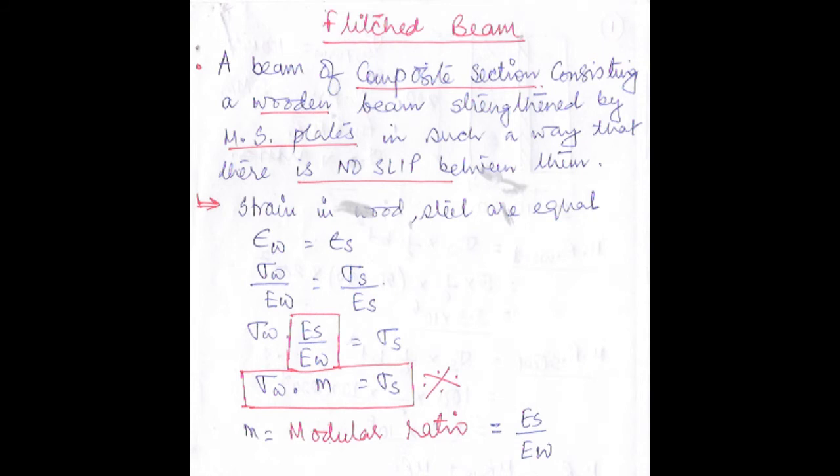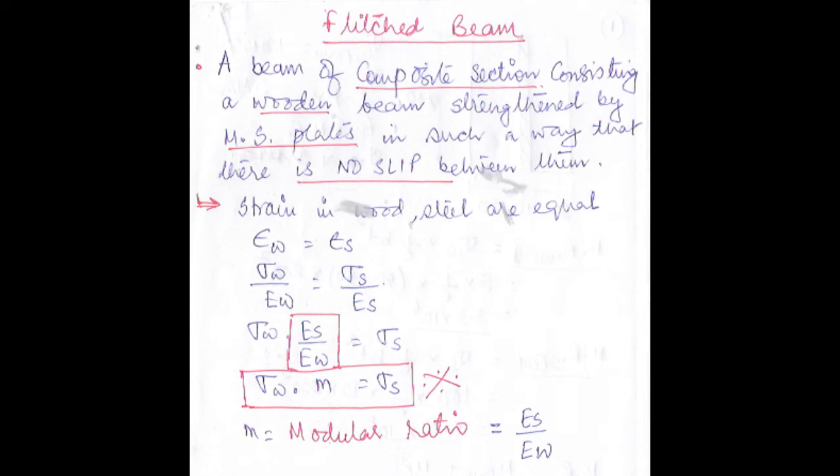What is a flitched beam? It is a composite beam, a composite section made of timber, and as timber does not have adequate strength, MS plates, that is mild steel plates, are added with it so that its strength also increases and there is no slip between them. No slip means the steel should sit tightly with the wood, the timber. Now I have put the underline over here, no slip between them.